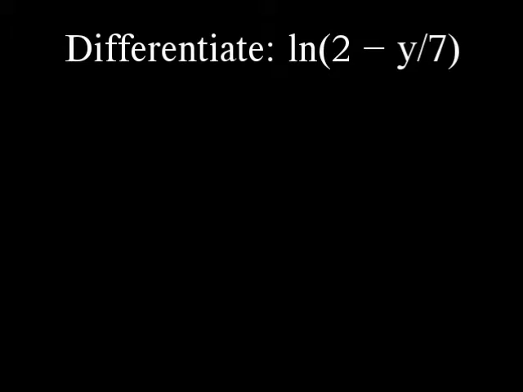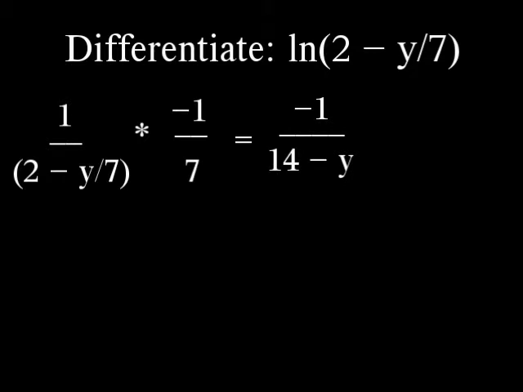The derivative of a natural log of x is just 1 over x, but in this case, it is 1 over 2 minus y over 7 times the derivative within the parentheses, which will equal out to negative 1 over 7. To simplify, the value will equal negative 1 over 14 minus y.